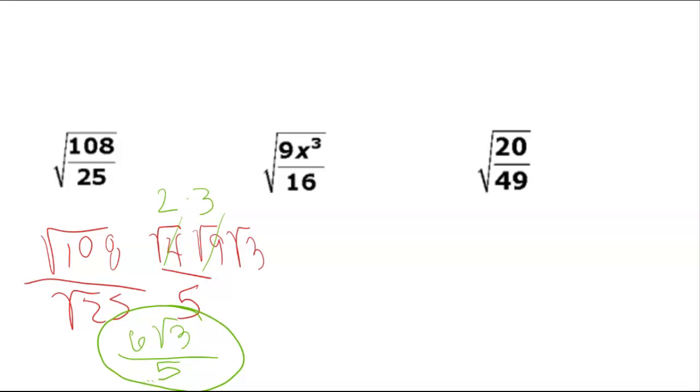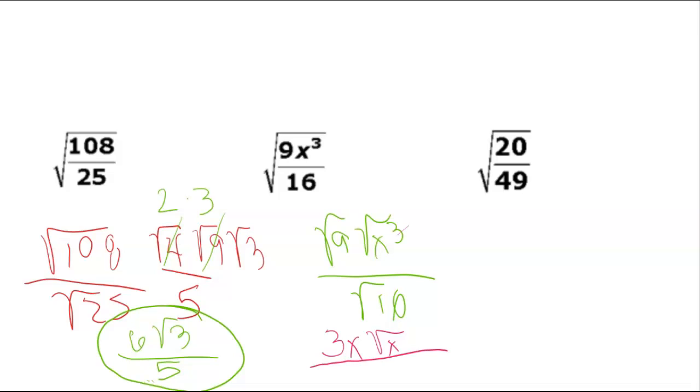Next, square root of 9, square root of x cubed over square root of 16. Well, we know the square root of 9 is 3. Here's 3 x's, so 2 of them can go out. That's going to leave you 1 x at home alone. The square root of 16 is 4. There's no perfect squares that can be factored out. There's no radical in the denominator, and there's no fraction under the hood. There's no fraction as a radicand. So that one's done. Let's go up here.